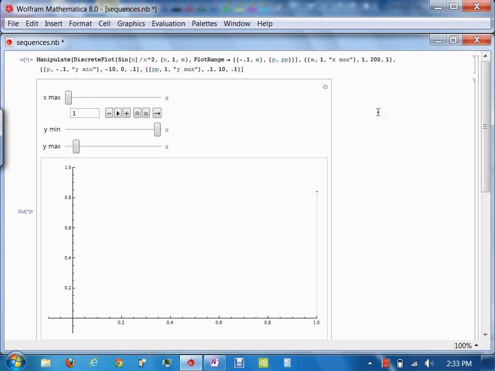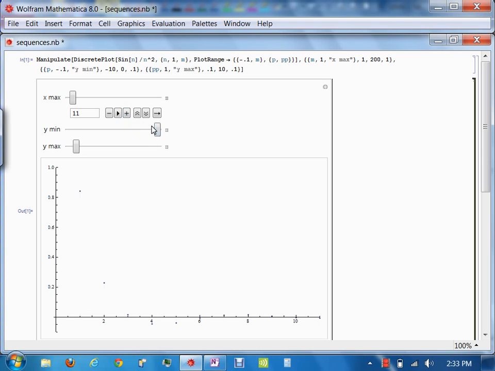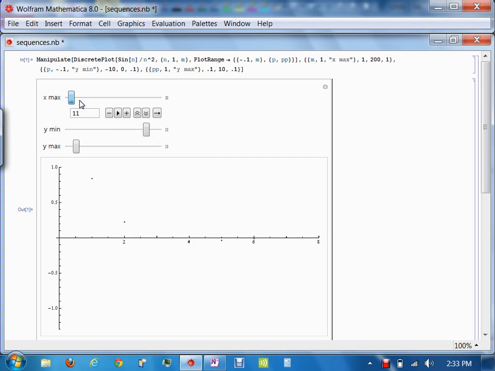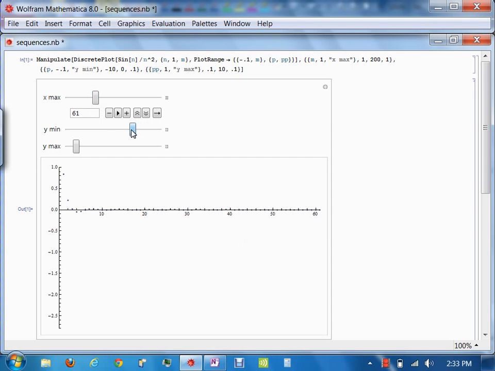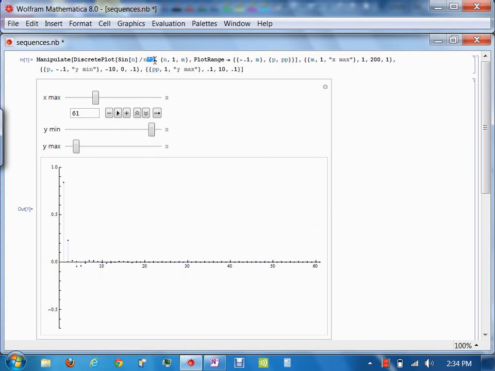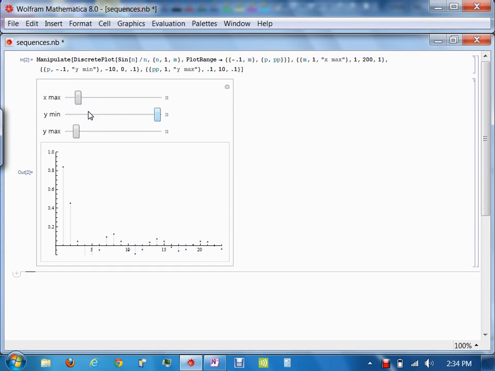If I plug in 1 into this, I get some value. So that's sine of 1 over 1 squared. Yes? If I start adding more points, they start skipping around here. I need to change my y-min. Let me just throw a whole bunch of these in here. It's kind of growing too slowly there. Let me just change it to make it a little easier to see. There we go.